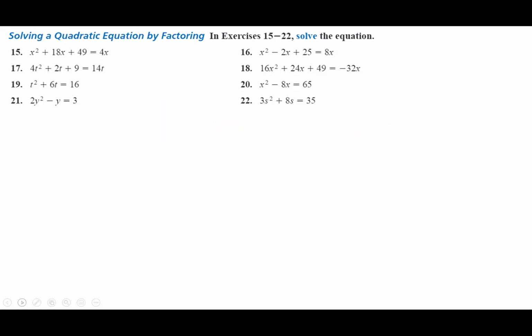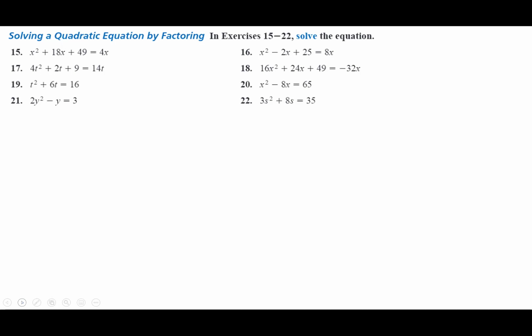Okay, before this video gets too long, let me just show you some of these off of this page, because you're going to have to do one extra step and then factor and then set it equal to 0. And that extra step is, do you see how none of these in their original format are set equal to 0?